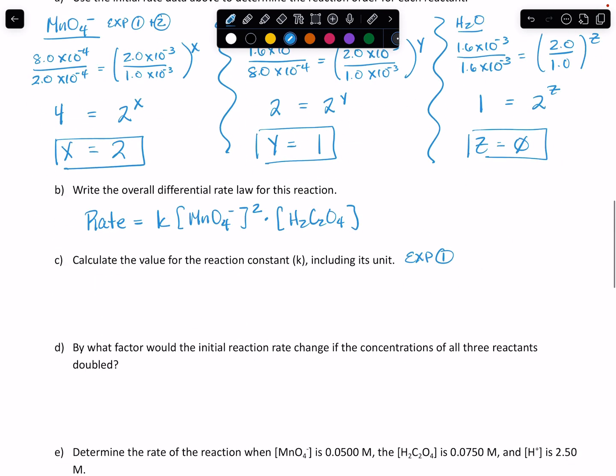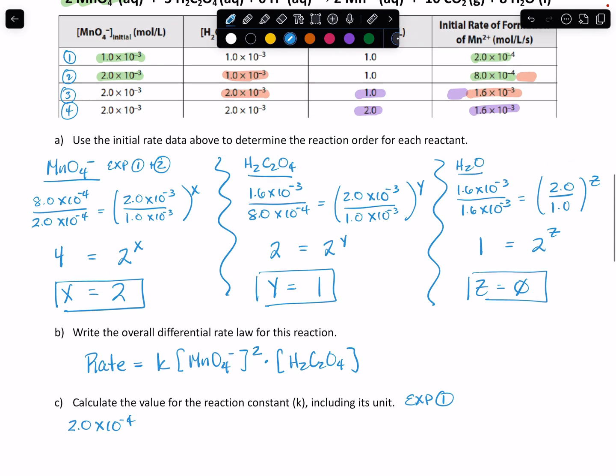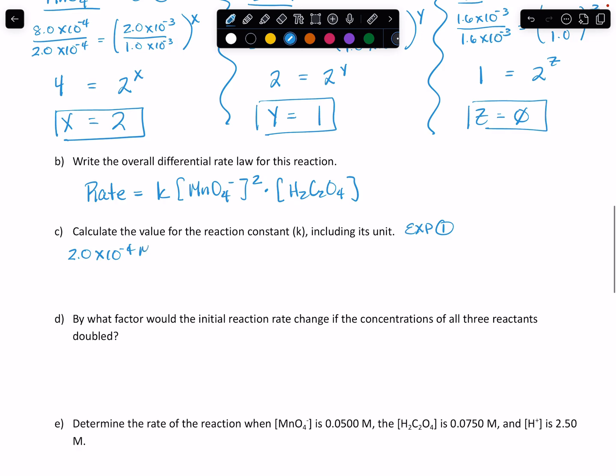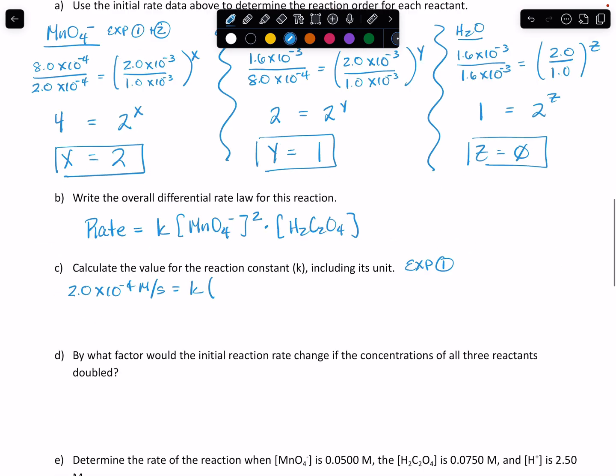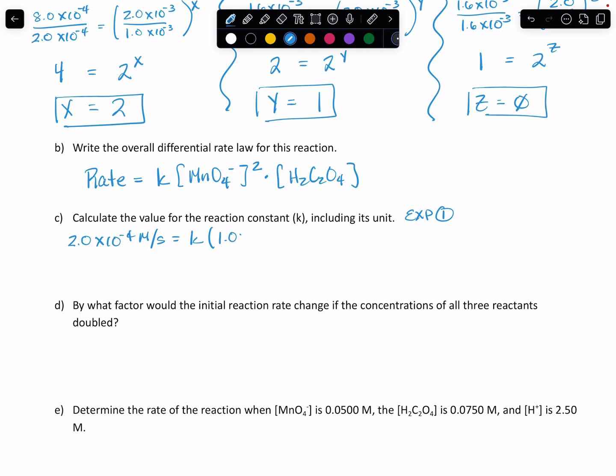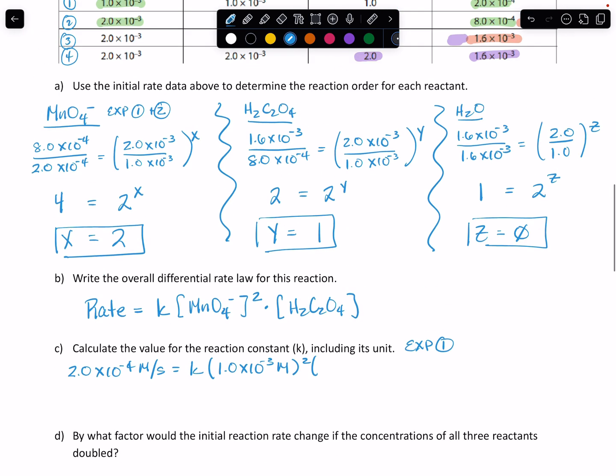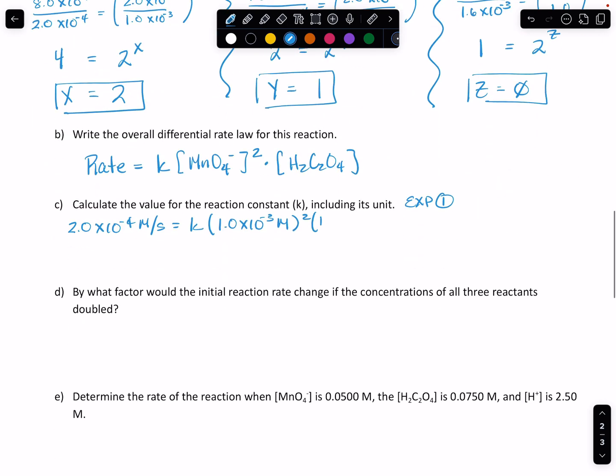All right, so for experiment 1, the rate was 2.0 times 10 to the negative fourth. Let me make sure I get my units right this time. Molar per second. So that's going to be equal to K times 1.0 times 10 to the negative third molar squared times 1.0 times 10 to the negative third molar.